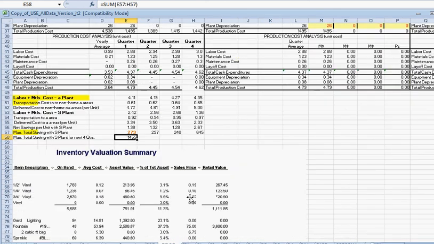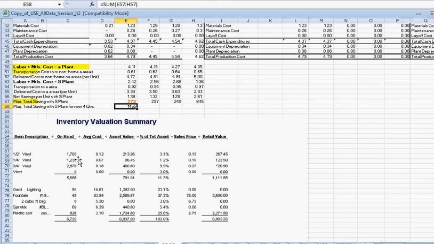Looking at the quantitative numbers for each product, say we have 1783 on hand, the average cost is 0.12, to get your asset value of 213. The percentage of total assets on this product is 8.1, with a sales price of 0.15, so your actual retail value of that product is 267. Now, when you look at a large size product down here, this is $3 million in retail value, and it has a 37% share of total assets.